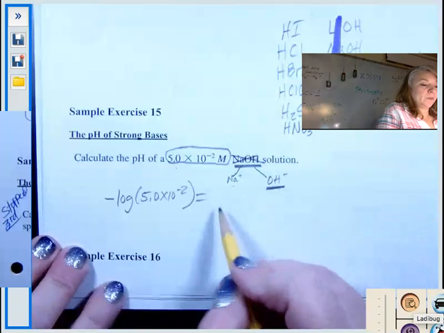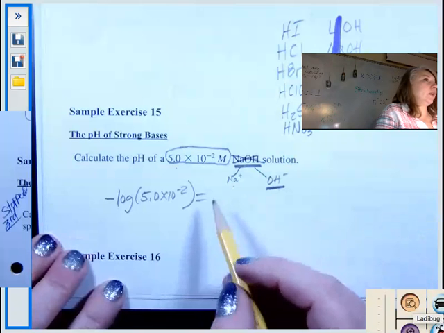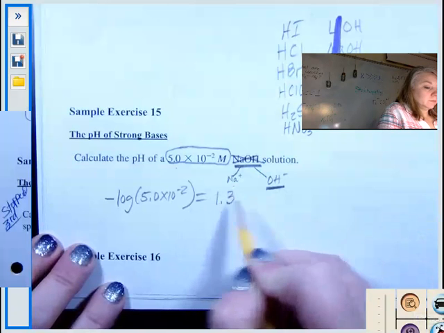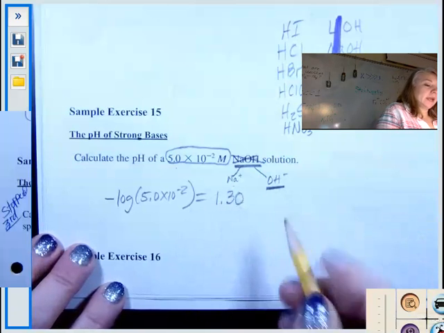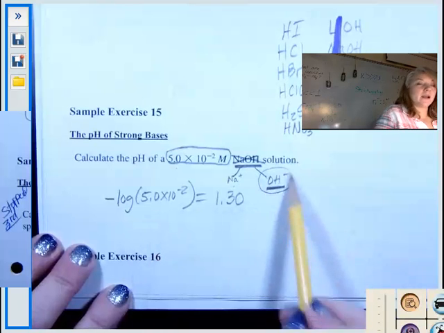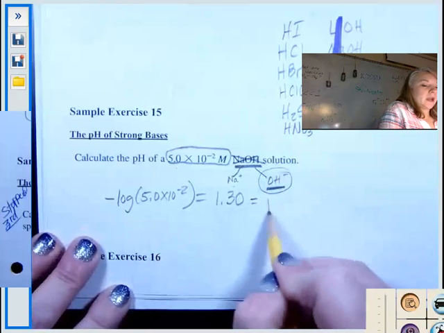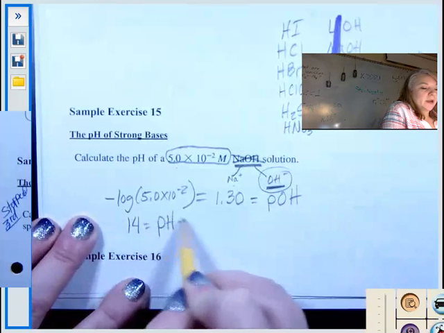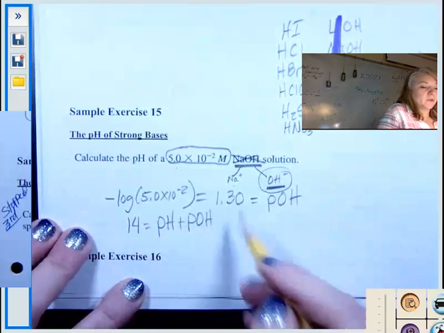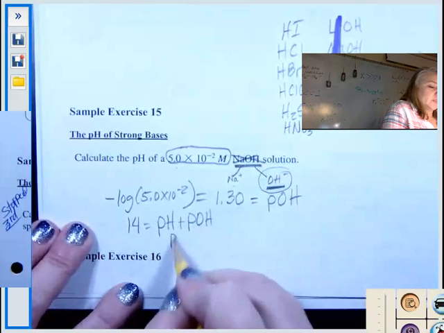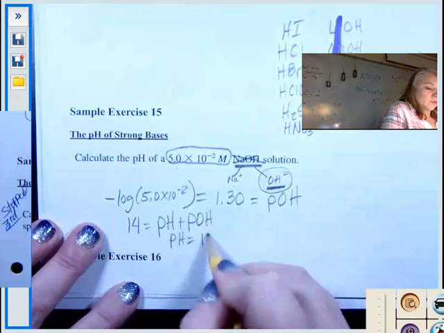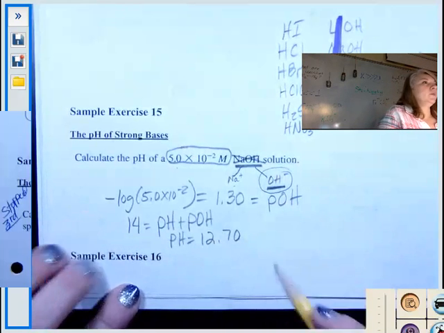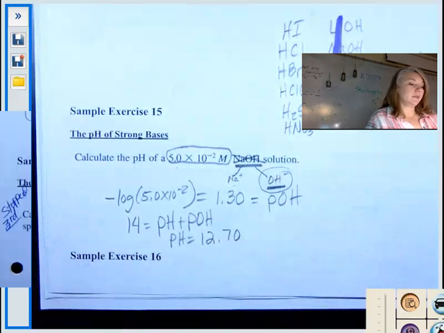And what are you getting for pOH? Because that's what this is. We just found pOH. 1.3. Okay, because we took the negative log of the hydroxide ion concentration, which is giving us pOH. Now, to find pH, 14 is equal to pH plus pOH. So just simply subtract that number from 14. So your pH is equal to 12.7. Is that in the basic range? Yes, it is. Because remember, bases are going to be above 7. So yeah, it's definitely in the basic range.